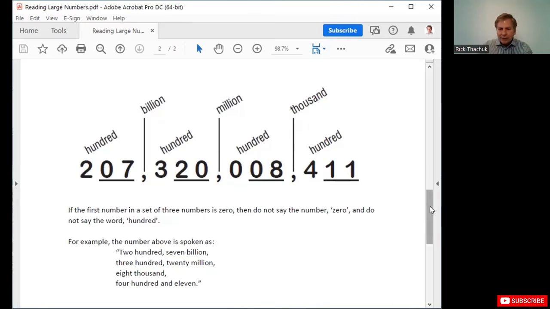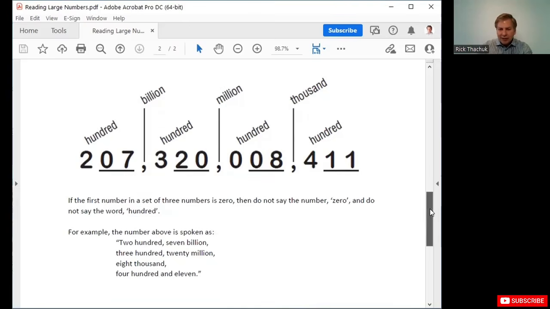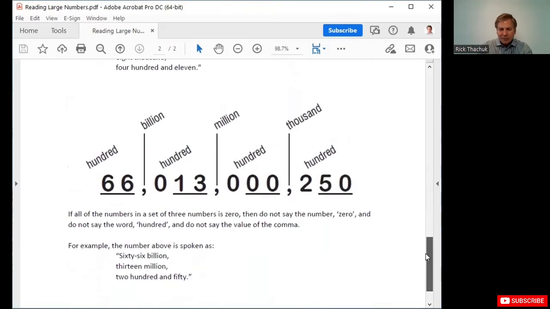And finally, let's complicate things a little bit more by adding even more zeros. So in this number here, you can imagine that I have a 0 here. I do not have to write the 0, but because there's a 0 here, I will not say 0. I will not say this word 100. Same here. I will not say 0. I will not say 100.